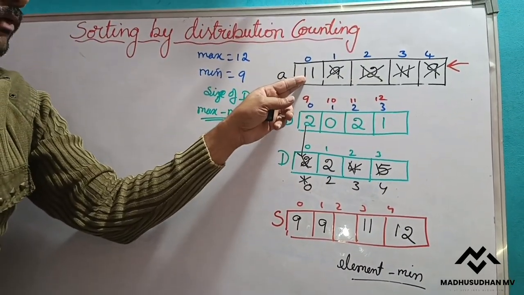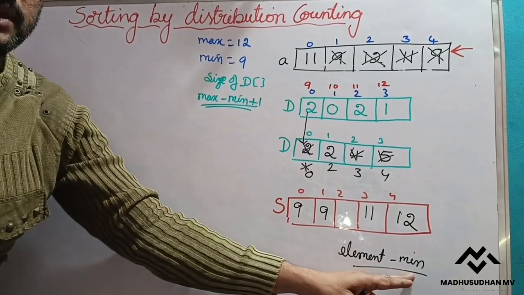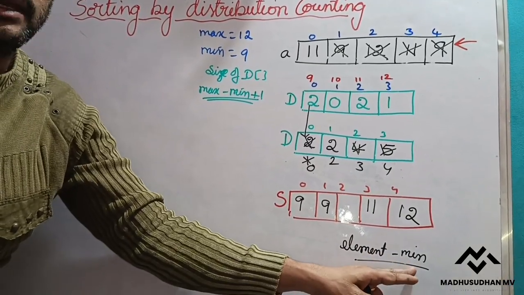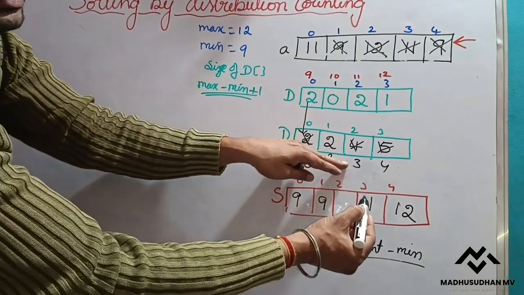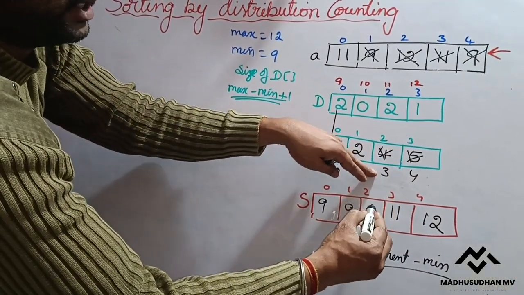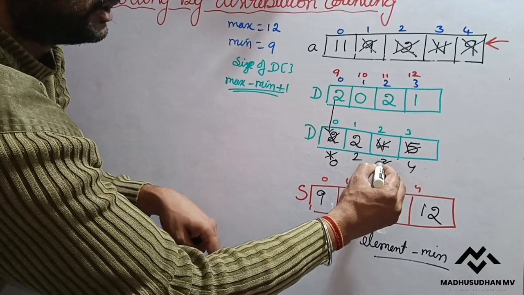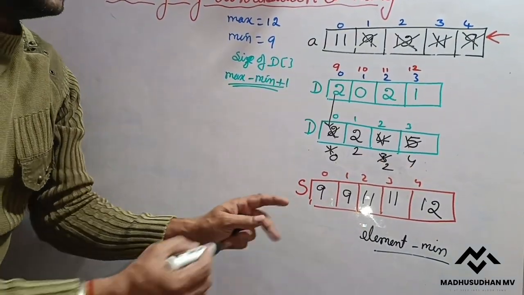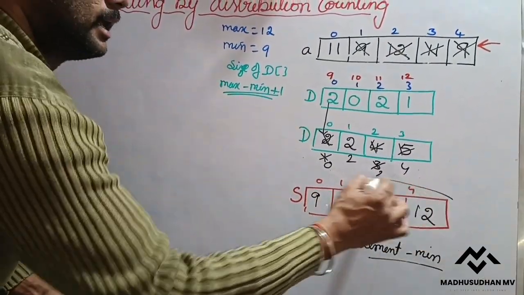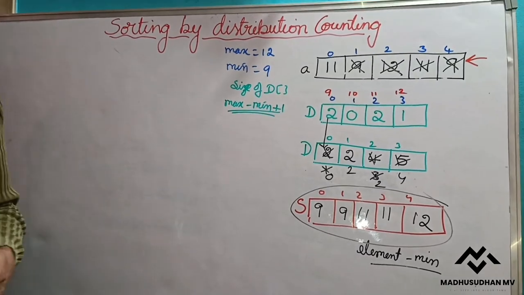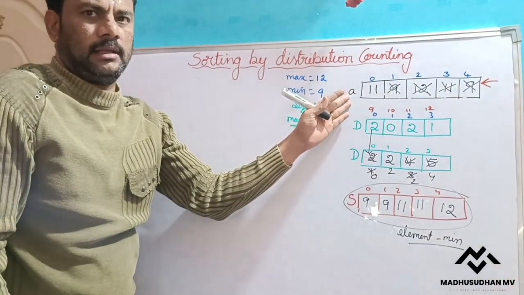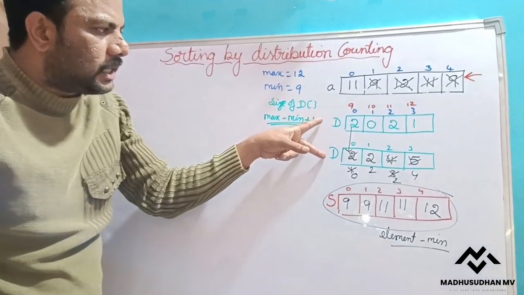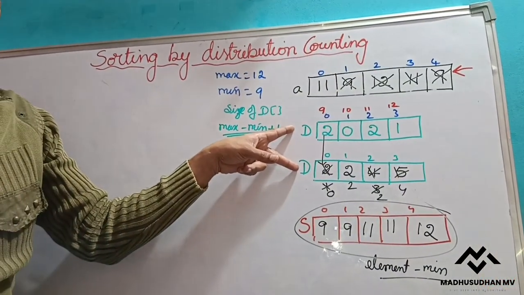Next, the element is 11. The minimum is 9. 11 minus 9 is 2. In position 2, what do I have? 3. That means 3 minus 1 is 2. In position 2, I keep it here. So this is decremented. That's it. Now this is my sorted array. This is my solution. This is how distribution counting sorts the given array. This is the extra information we have generated.